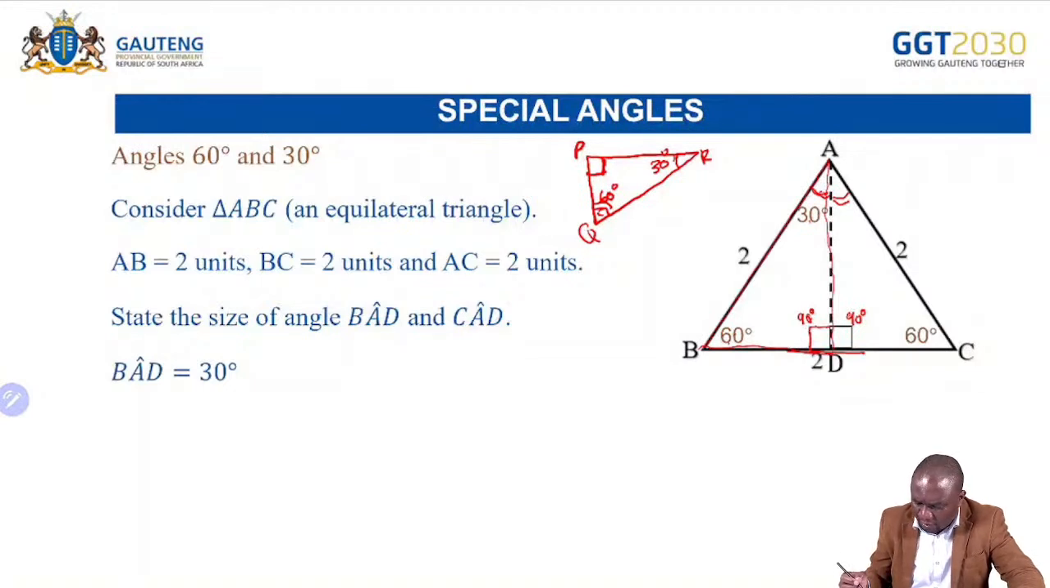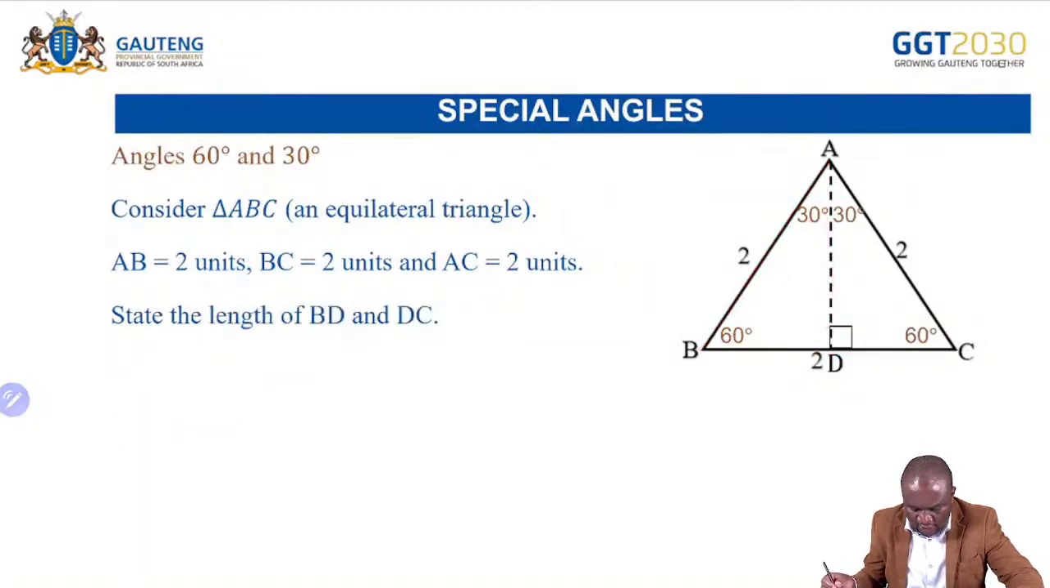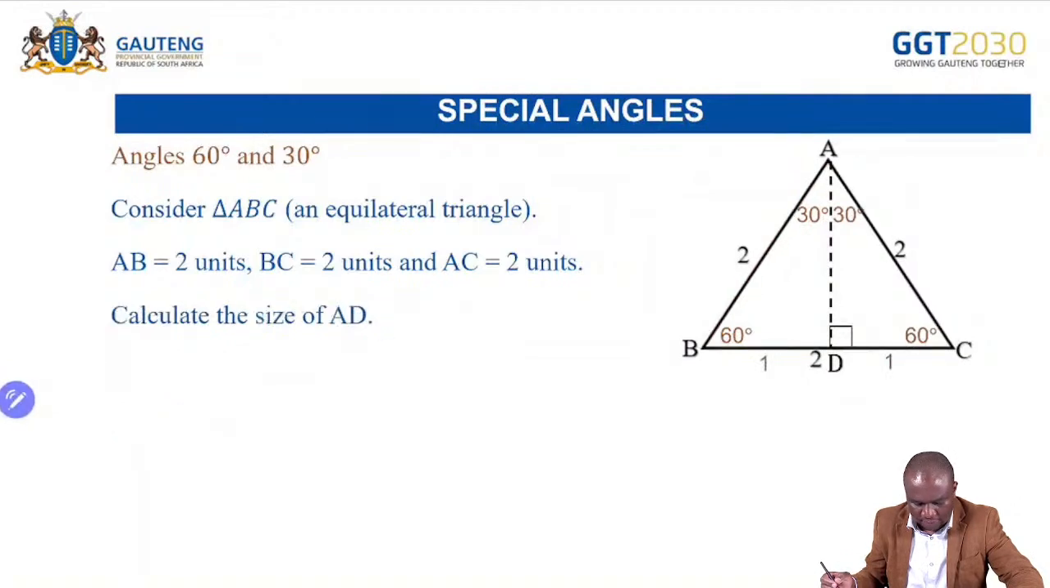Now, what about CAD? Angle CAD is also 30 degrees. Same explanation. And then I'll give you time to write notes once. And then we've discussed the BD issue and DC issue. We said BD is 1 unit, and then DC is also 1 unit.